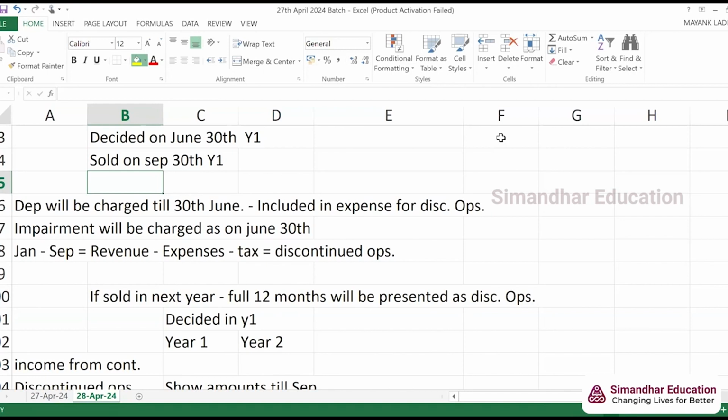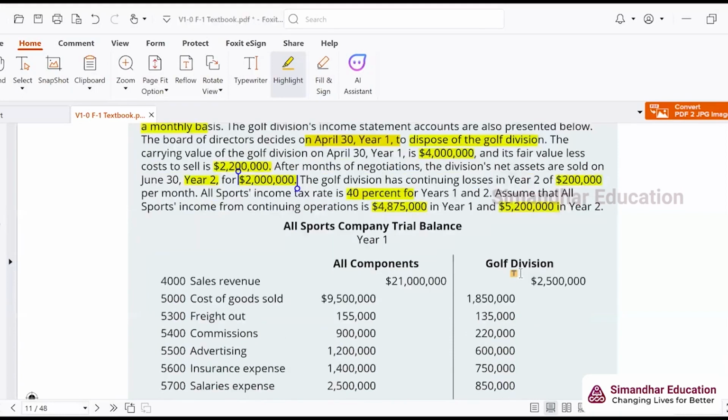Once you have classified something as held for sale or as discontinued operation, no further depreciation will be charged. If required, only impairment will be charged. Yes, I will share the Excel file. All depreciation expense till the date it is classified, in the period in which it is classified, everything will be clubbed for that division under discontinued operation. So here also, in this given question, what happened? We took full year revenue under discontinued operation, whereas it was classified only on April 30th, but full year numbers we have taken under discontinued operation.